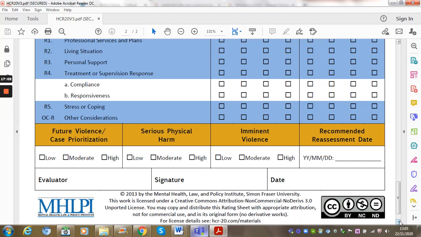R5, stress or coping. So what's the evidence in the past of how they cope with stress, and do you think that pattern from the past will continue to the future? So they get out of prison, they can't get a job, they've got money worries, maybe have an argument with someone. Are they likely to cope with those sorts of stress, or would they erupt into violence or other bad behaviour? And again, other considerations. Anything else that you might want to factor in.